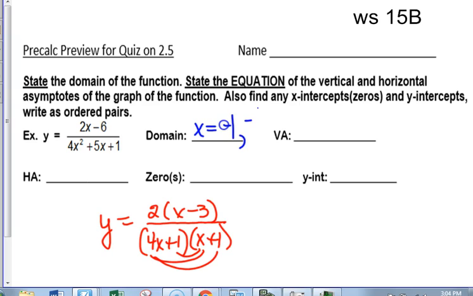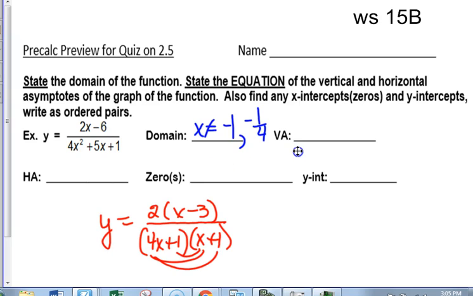Negative 1 or negative 1/4? Any order? And you can write cannot equal. Notice the blank is very small. I wouldn't want to try to fit in interval notation, because it would be really long.